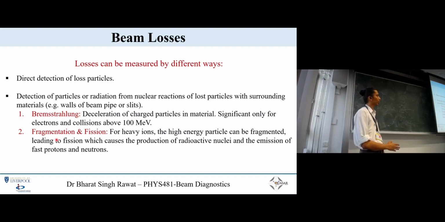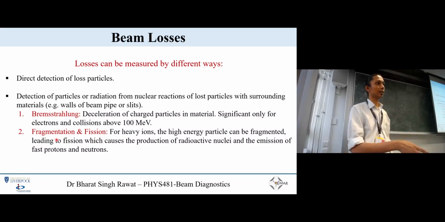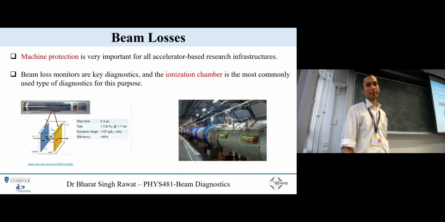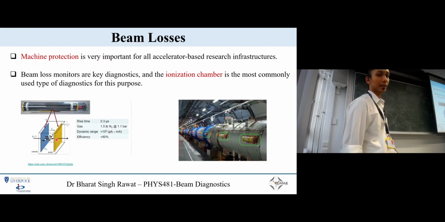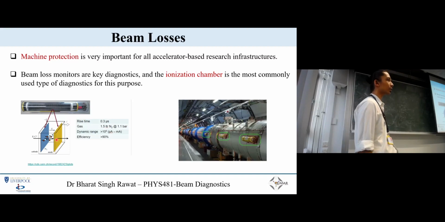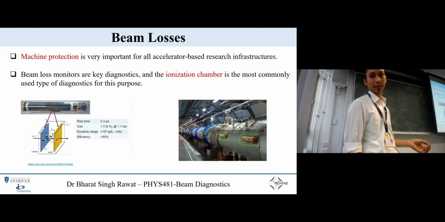They can be fragmented into lower mass particles, or it may lead to fission, which causes the production of radioactive nuclei and the emission of fast protons. So you detect these kinds of particles, like fast protons and neutrons, and you can tell what particles are lost from the beam. One of the most common devices for measuring losses is called an ionization chamber. They are used basically for machine protection, because you don't want losses in your beam. If these high energetic particles are lost, they interact with your electronic circuits and damage them, and they damage your accelerators anyway.